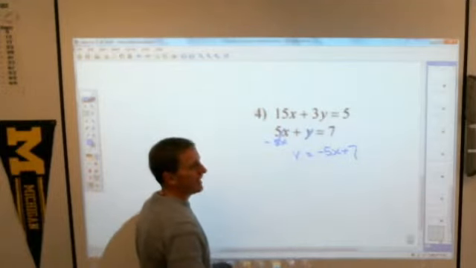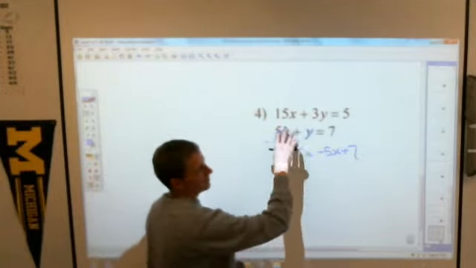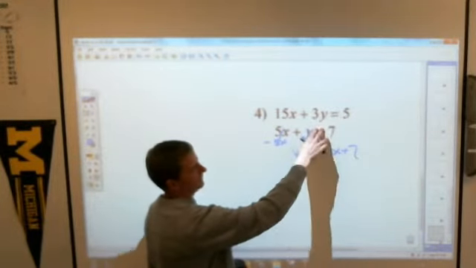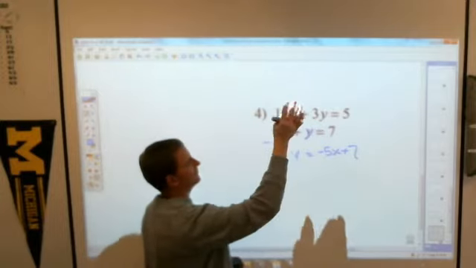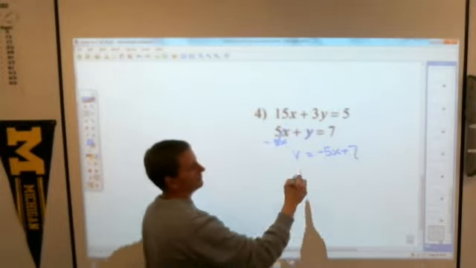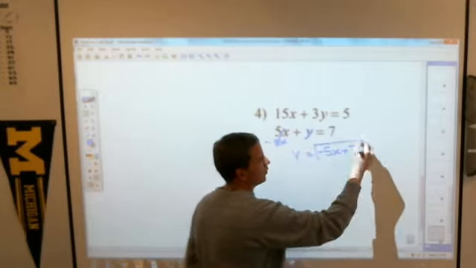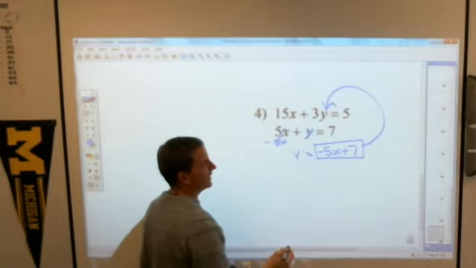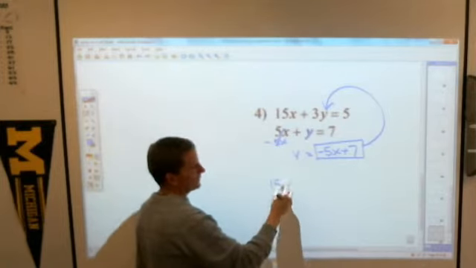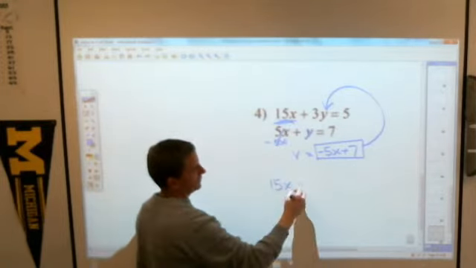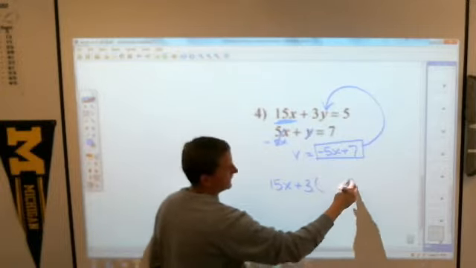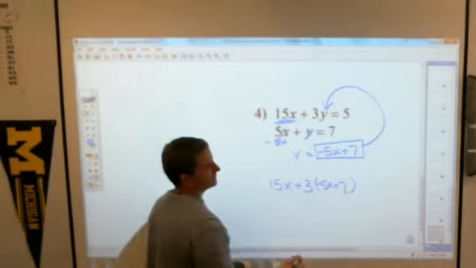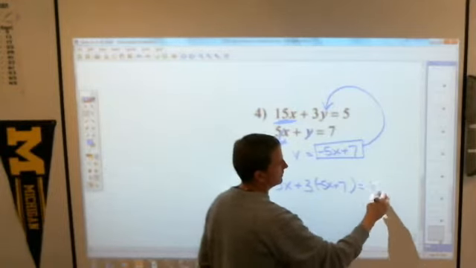And now once you've got that, by the way, if you tried to graph this, you get all sorts of goofy things because if you tried x and y intercepts, you're going to get 5/3 and 1/3 or whatever. So substitution might be your best bet here. So now I take what y equals and I'm going to put it in for y there and see what happens. 15x plus 3 times what y is, and again that needs to be in parentheses, -5x plus 7. That's going to equal 5.